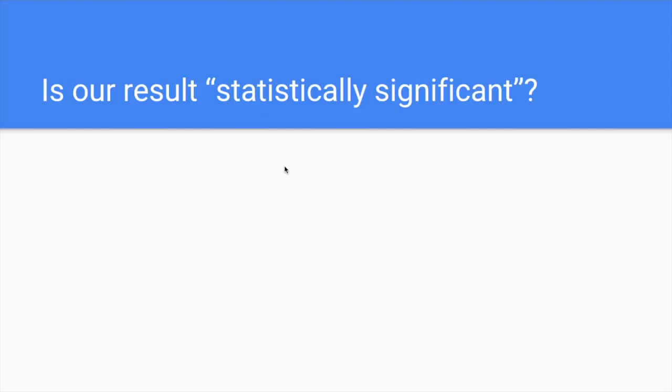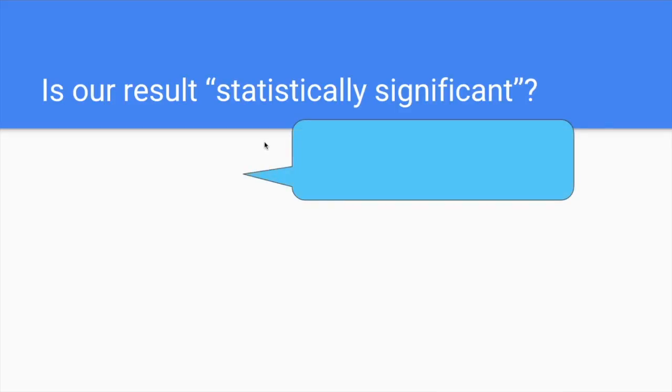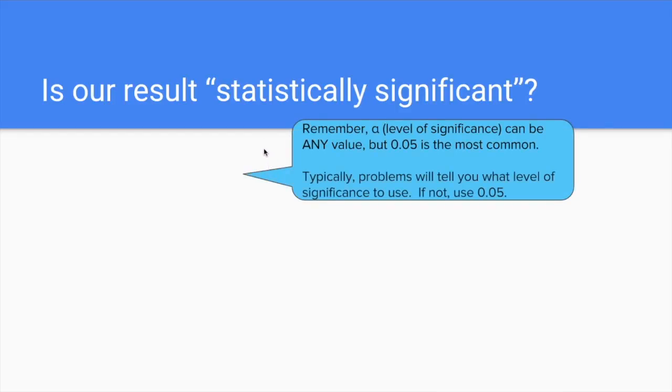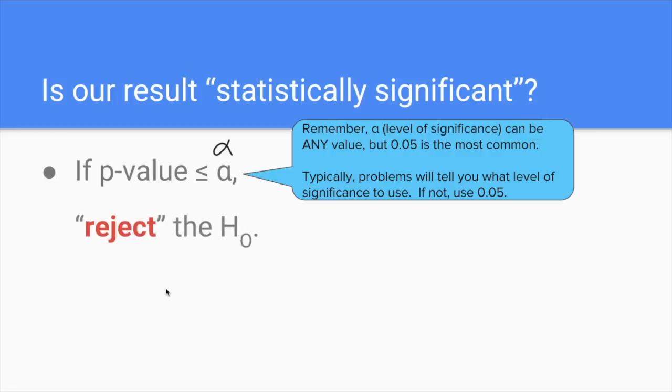So once you know your level of significance and you know your p-value, we're going to compare our p-value to our level of significance. Remember, it can be any value, but we're going to use 0.05. If our p-value is less than or equal to our alpha, which looks like an A but really is a Greek letter, then we say we reject the null hypothesis.